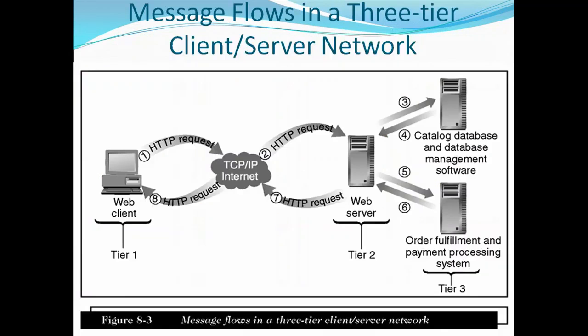So you can see in this example, tier one is the web client, tier two is the web server, and tier three is, suppose, the order fulfilling and payment processing system. Suppose we have given a request through TCP/IP to the web server, and the web server will send this order to the order fulfilling server. So like when we placed an order for something on Flipkart, Flipkart will not directly handle the request. Flipkart or Amazon will also send it to the next server, and that next server will process our request, and then it will respond back to the main server of Flipkart, and then this server will respond back to the client.